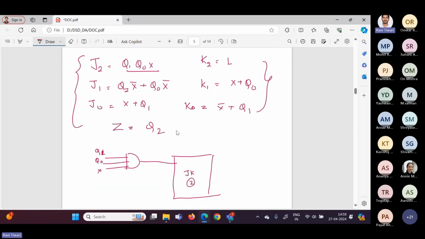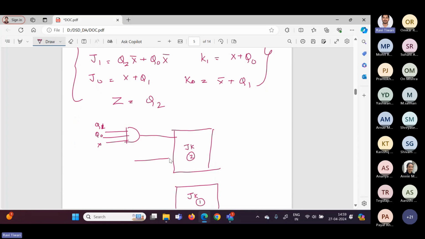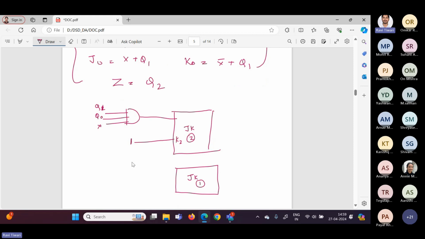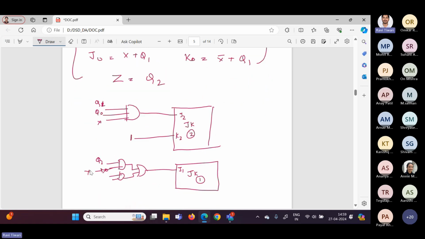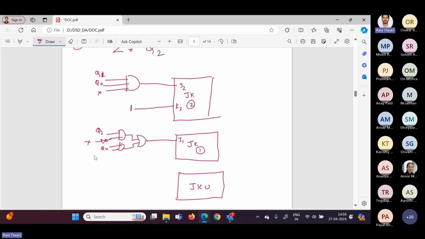Similarly, K2 is 1. So here I will make it K2 equals to 1. Now J1 is having two AND gates. So first I will make two AND gates like this. And then in parallel, I have to make one OR gate. This is J1. And the values are Q2 X bar, so this is Q2, this is X bar. And then Q0 X bar, so this is Q0 and this is X bar.